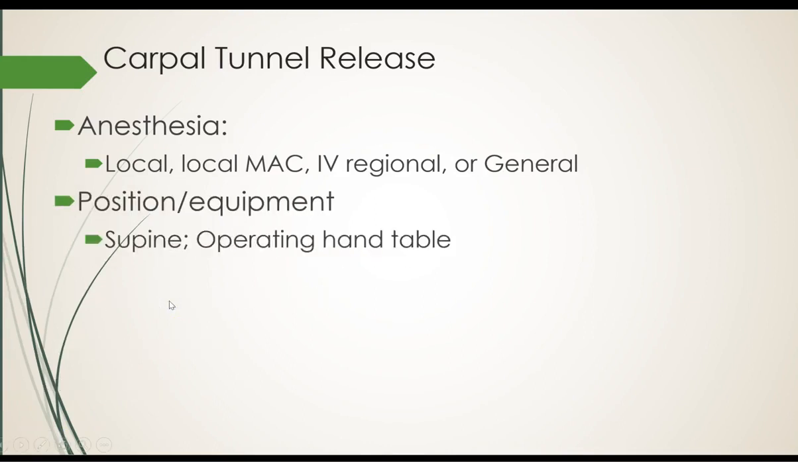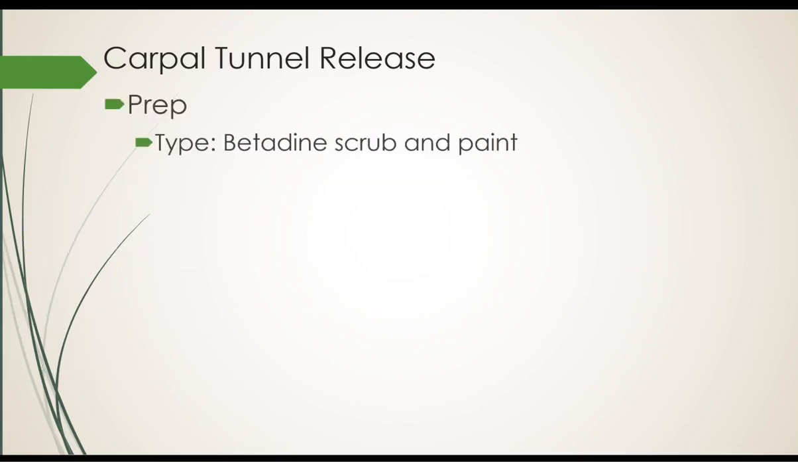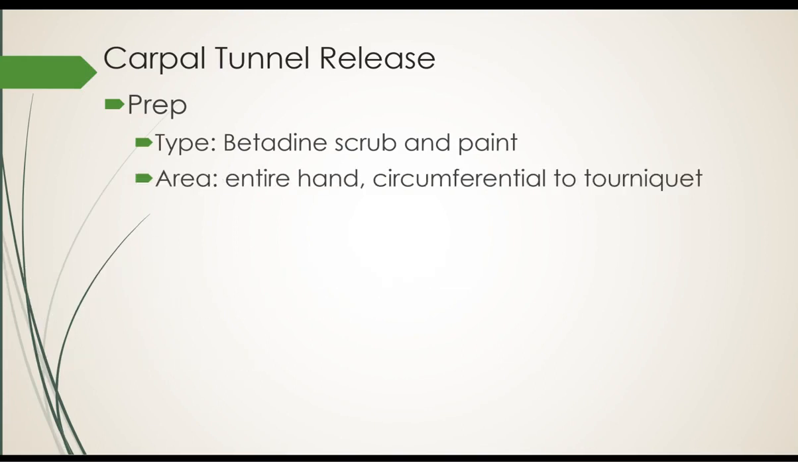Positioning equipment, what do we need? Well, we're going to be supine with an operating hand table sticking out, so we need all of our usual padding of bony prominences. Our prep, we're going to use a betadine scrub and paint just because we are working on a nerve, so we don't want the chlorhexidine to get into our nerve. We're going to prep the entire hand and the arm circumferentially up until the tourniquet, which is usually up on the humerus. So we have quite a big prep area.